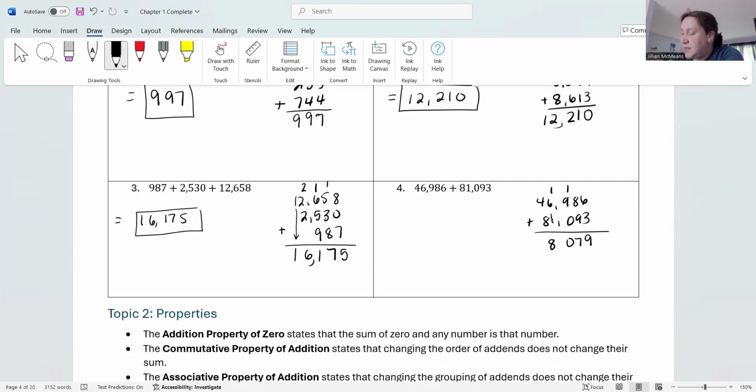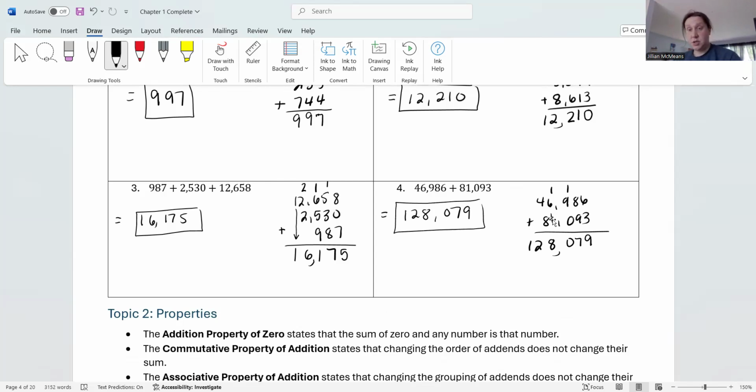And then 4 plus 8, this is the last column, so we just write it as a full 2-digit number. 4 plus 8 is 12, so we write the full 12. Okay? And then going from the right to the left, every 3 digits, you get a comma. So the sum of 46,986 plus 81,093 is 128,079. So that is adding whole numbers.